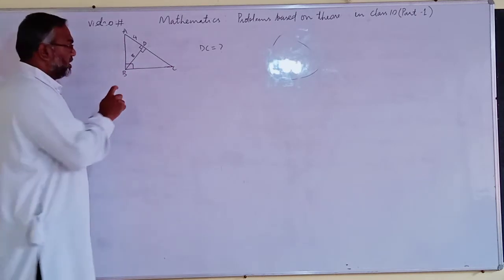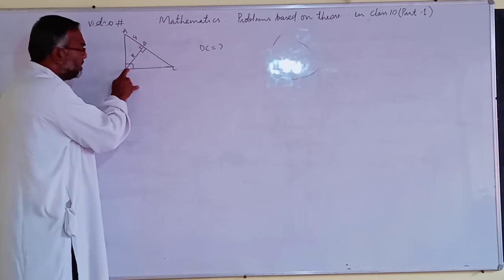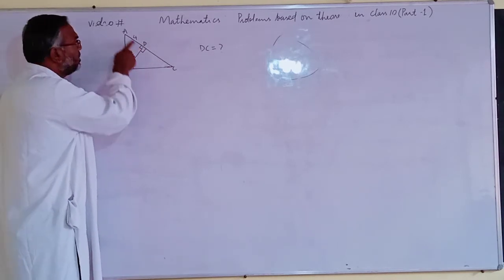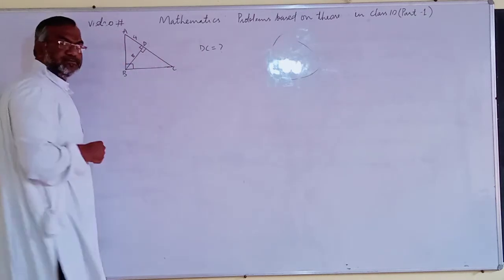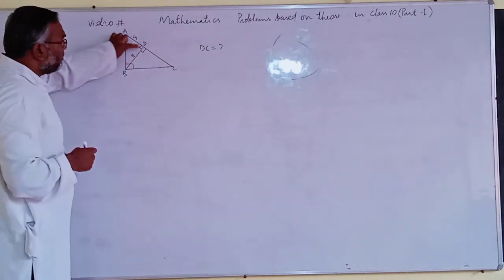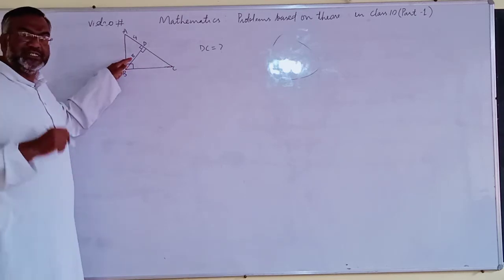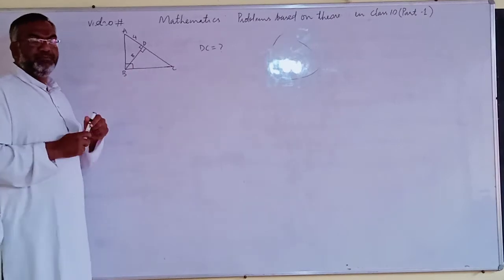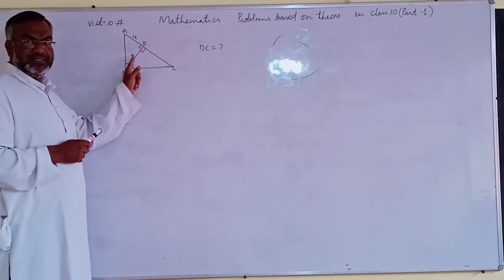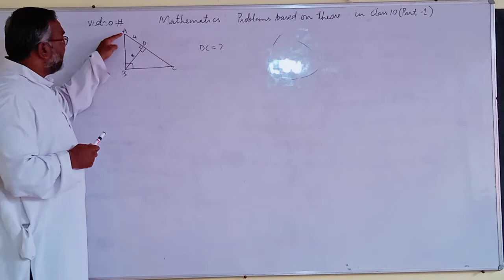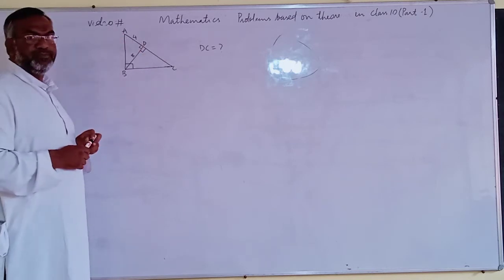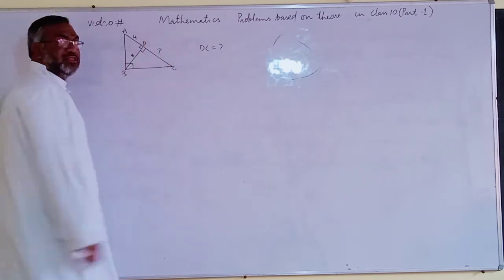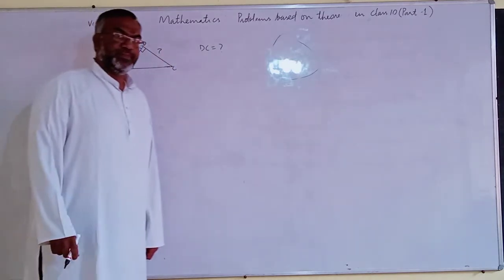But one more thing is there. From the right angle vertex, a perpendicular is drawn on AC, and the length of that perpendicular line, BD, is given as 8 units. AD is also given. We have to find DC. They are asking us to find the length of DC.